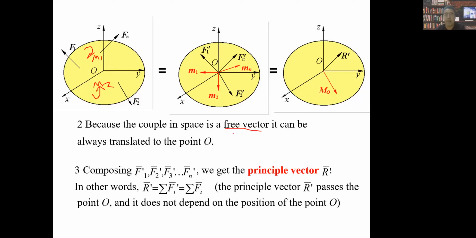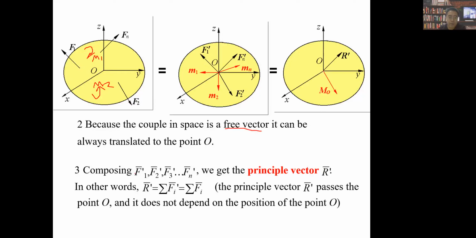Can you understand that, my friend? So that's the big difference from when we move a couple like F1, F2 to this point. We do not add anything else. But when we try to move a force from its original point to a point O, we should always add a couple, which is the moment of this force about the point O. That's the main difference, right?